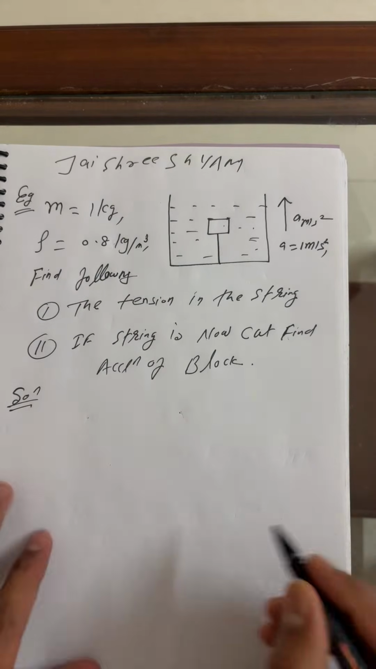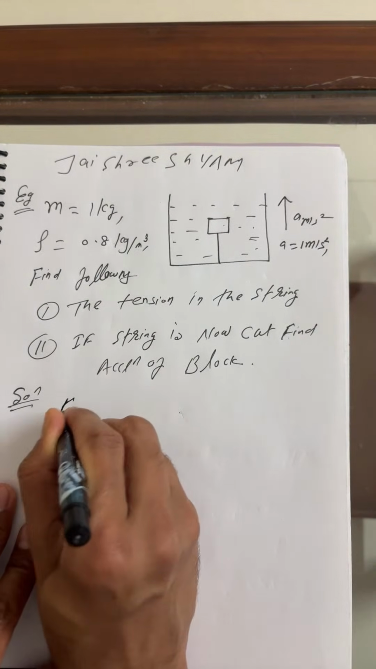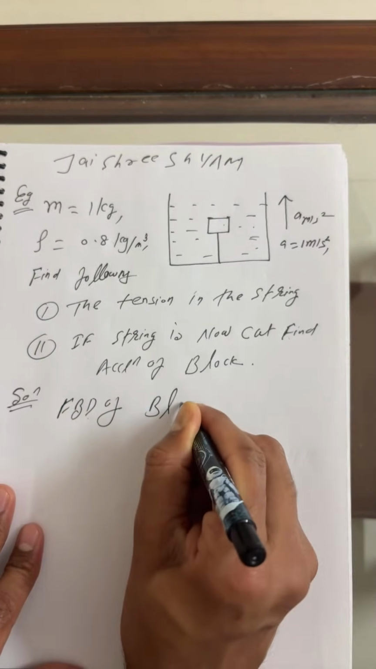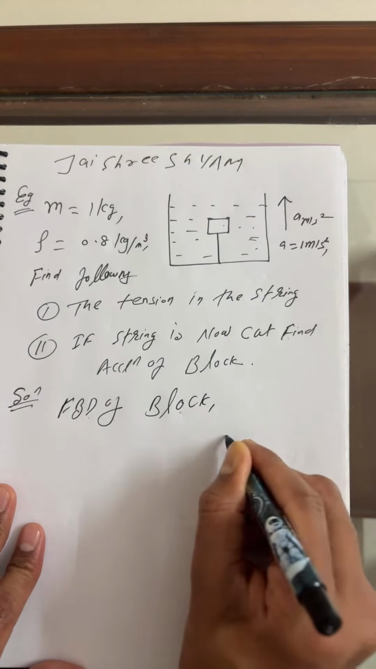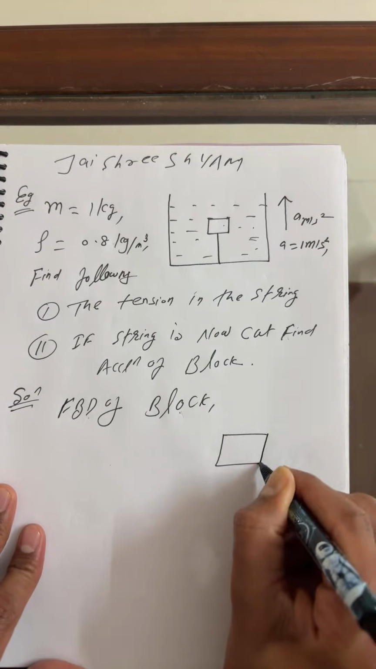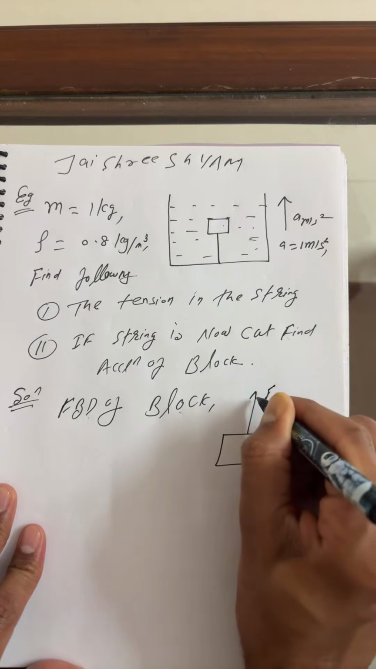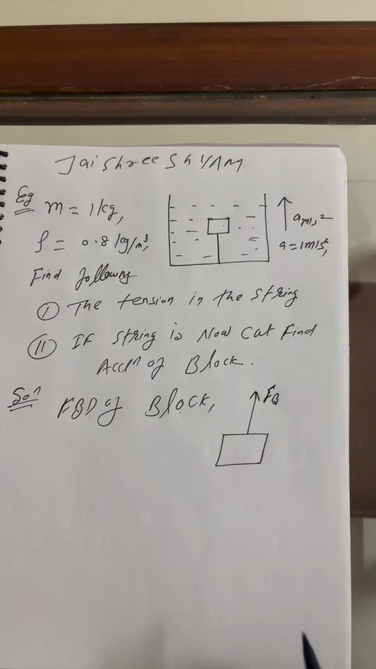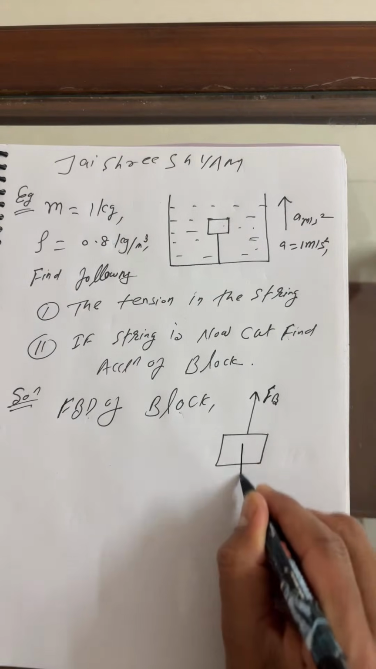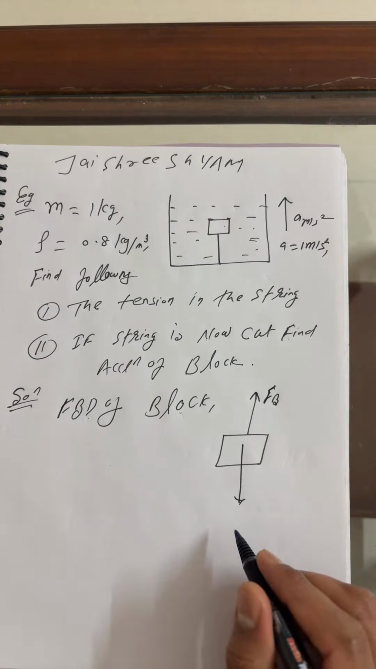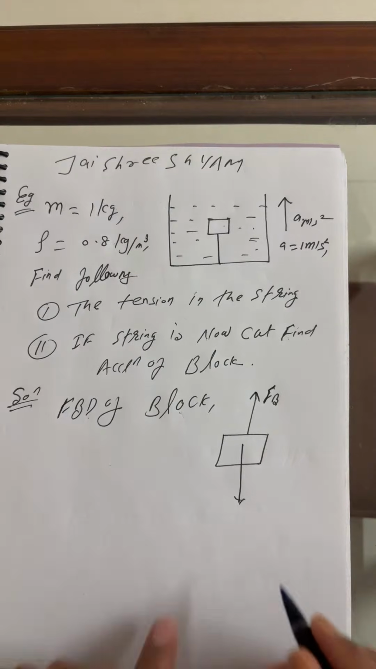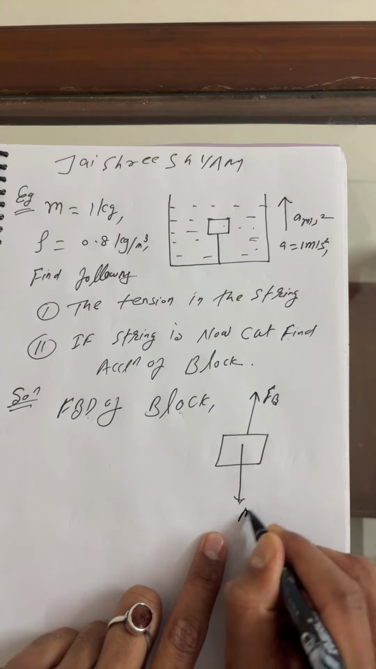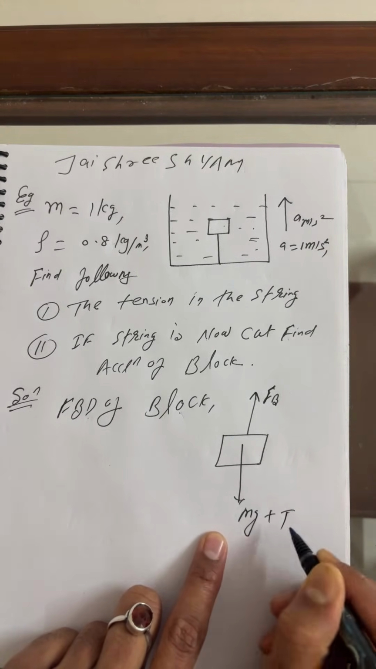You can see initially, beta, I'll make the FBD of the block. This is the FBD. You can see one force, always, beta, the upthrust force here. This is the direction of the force. In the downward direction you can write mg plus tension.